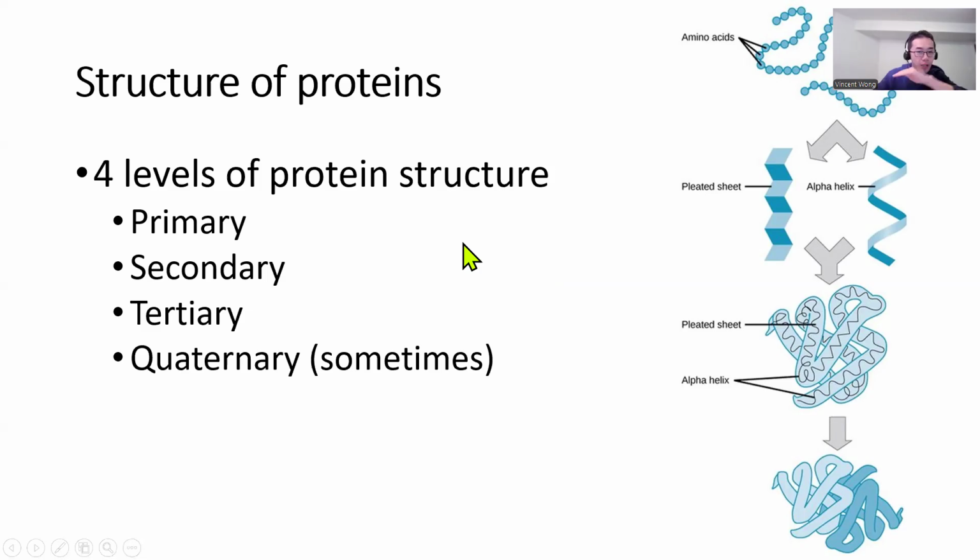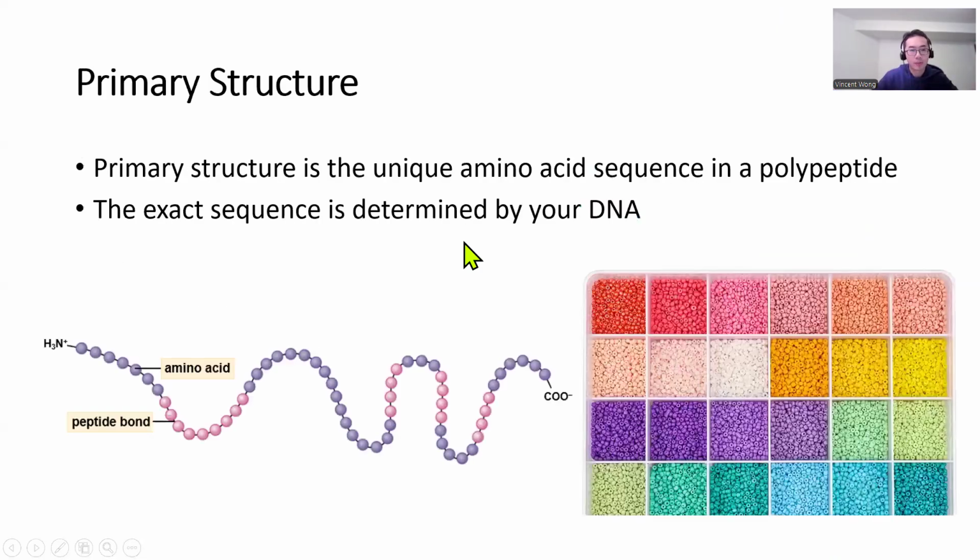Okay, primary, the lowest level of protein structure. The primary structure of a protein is the unique amino acid sequence in the polypeptide. Think about the amino acids as beads. Okay, so you have 20 different colors of beads, and you're trying to make a necklace using these beads. All right. So, you can put the red one next to the purple one, and then green is next, another green, and then yellow, so on and so forth, and then you're gonna get a necklace, right?